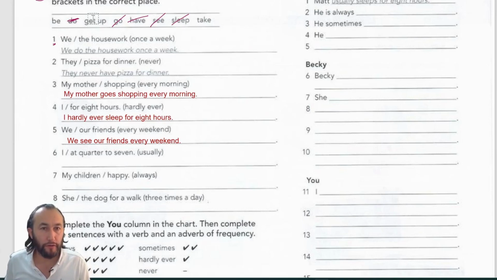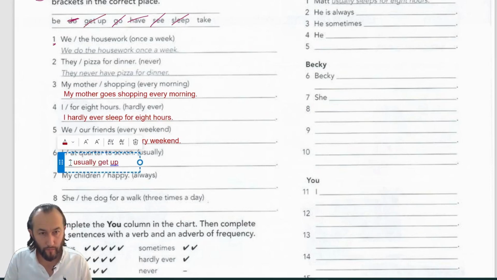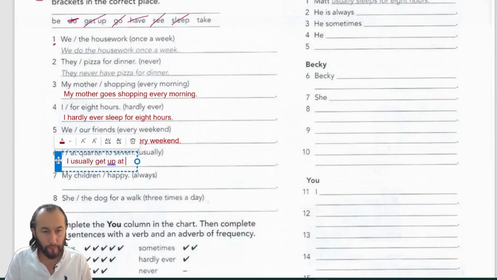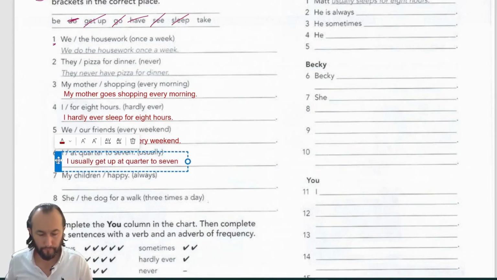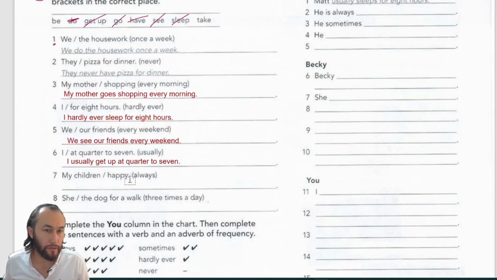Get up is good, we're going to cross it out. Usually, get up is the verb, so usually has to be placed before get up. I usually get up at 6:45, right? Okay, we good. Number 7.